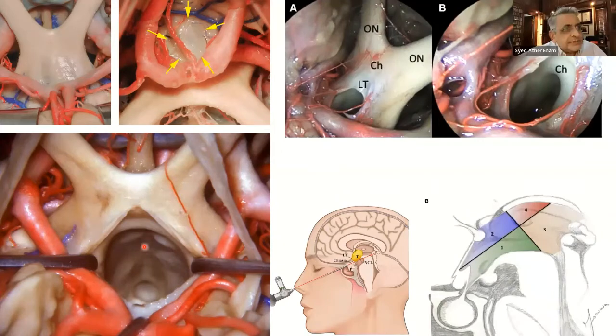This is an endoscopic picture, and I forgot to put the reference of that paper. You can see how, when opening a hole in the lamina terminalis, some of the vessels supplying this area can be stretched. So one has to be careful about that.